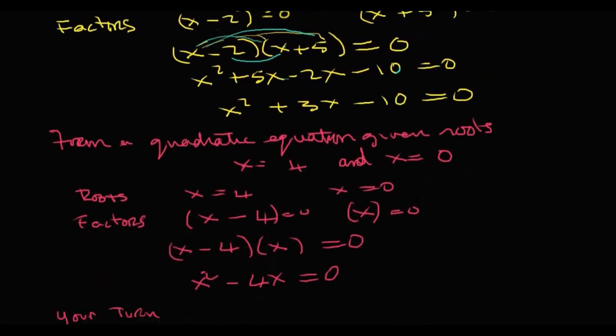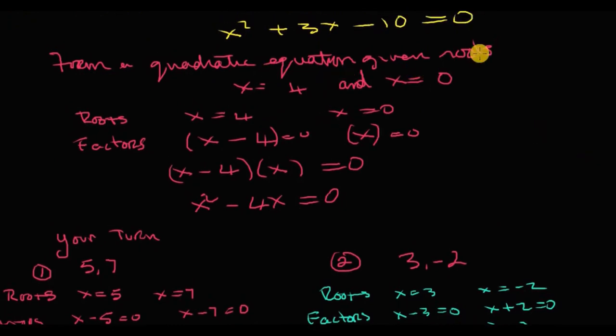Let's have a look at another example. Form a quadratic equation given the roots x equals 4 and x equals 0. So I write down roots x equals 4, x equals 0. I turn them into factors: x minus 4 equals 0, and x is equal to 0. I could go x minus 0 is equal to 0, but it's still just x equals 0.